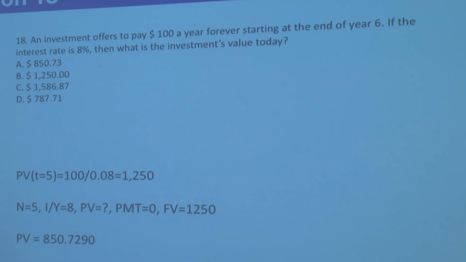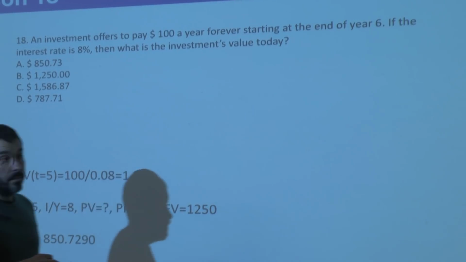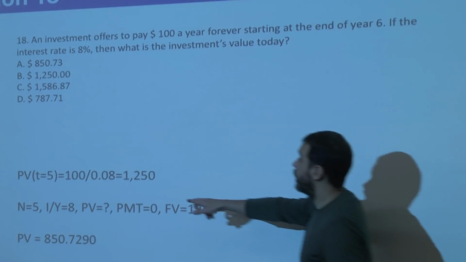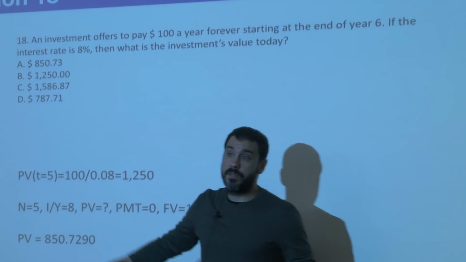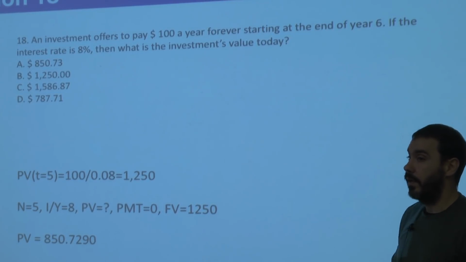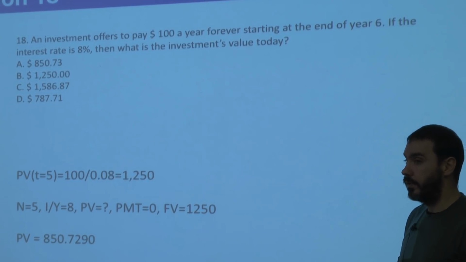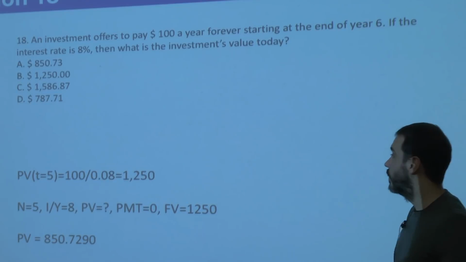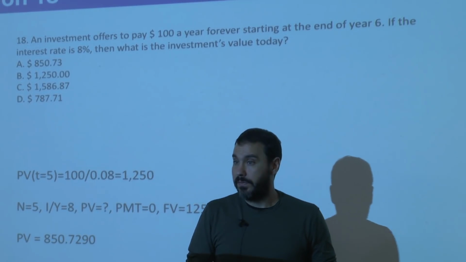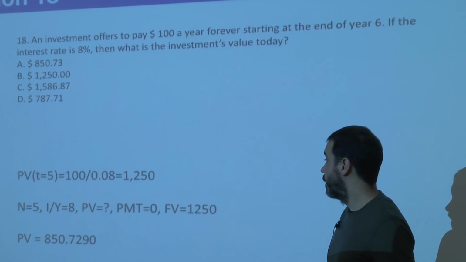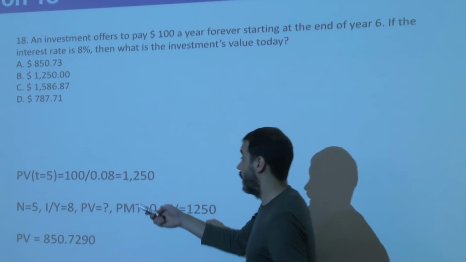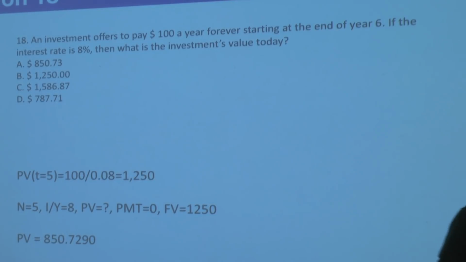Why don't you do beginning mode? Beginning mode for what? The way I value the perpetuity, I'm not using an annuity due to do it. I'm just doing payment divided by interest rate. So after I have this amount, I need to discount it back 5 periods.